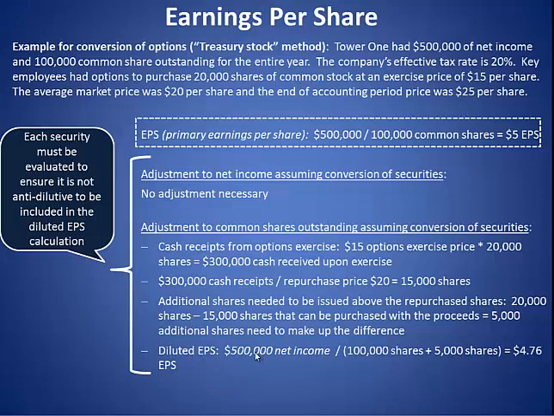So in this case, when we take a look at our diluted earnings per share, it would be our $500,000 net income divided by 105,000 shares, which is equal to 100,000 shares plus the 5,000 additional shares that we had to issue for those stock options. So fully diluted earnings per share in this case would be $4.76.